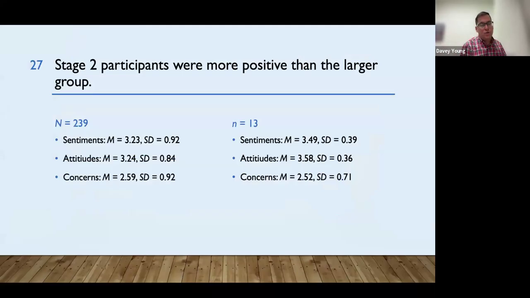And now to move on to stage 2, which again was the lesson observations and post-observation interviews. So I had 13 teachers from 13 of the survey respondents who were able to participate in stage 2. These participants were generally more positive than the larger group. We can see there this subset's mean scores for sentiments, attitudes. Oh gosh, there's another typo. Oh, there's 2 typos in attitudes. I'm sorry. They had better attitudes, sentiments, attitudes, and concerns compared to the larger group.